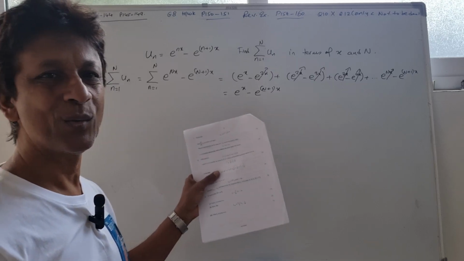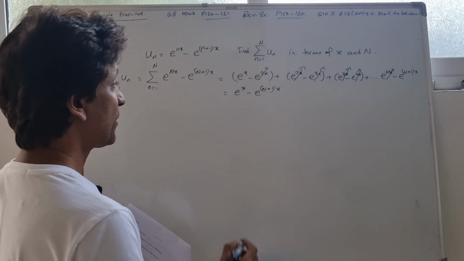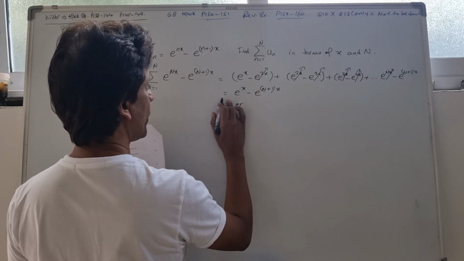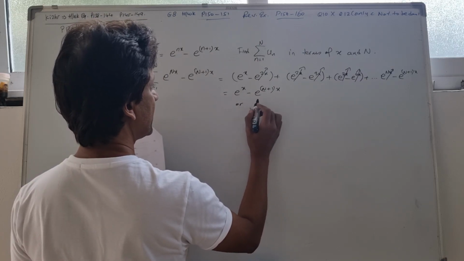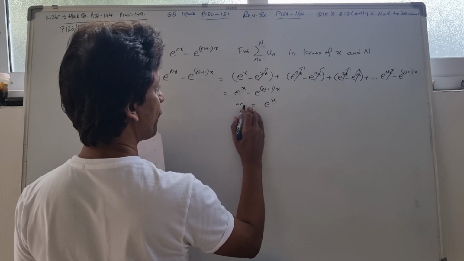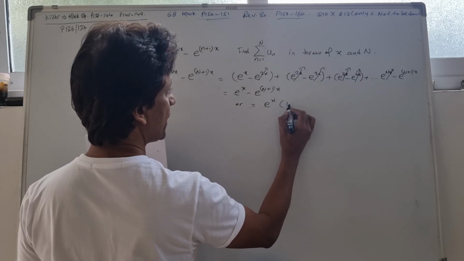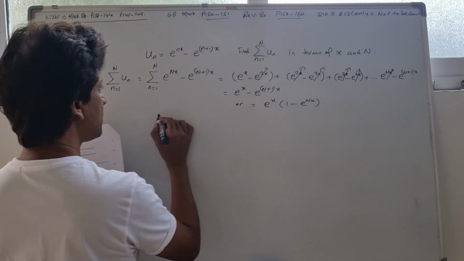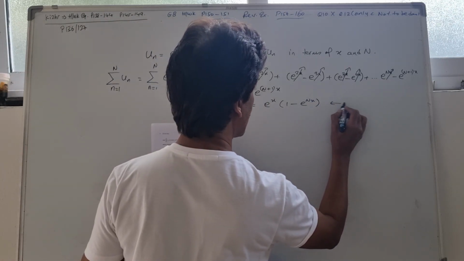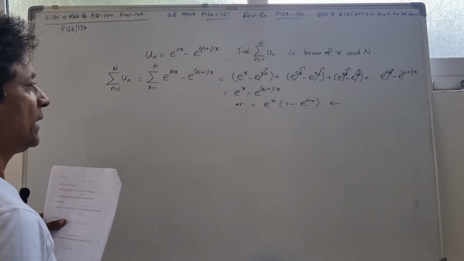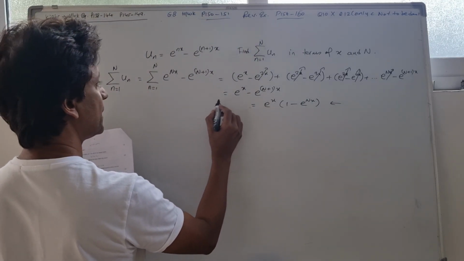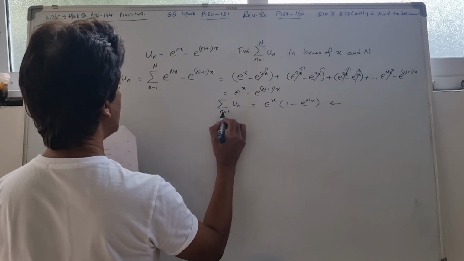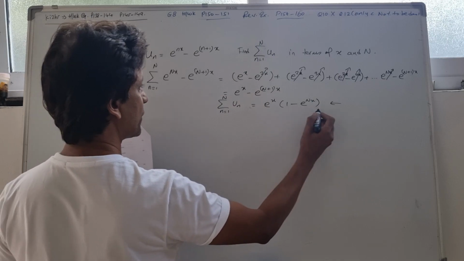Now, this is what they're looking for. We can further simplify this, but it's not really important. Or we could say that it's going to be equal to e to the x times, if you factor e to the x outside, you're left with 1 minus e to the Nx. So this is basically what the answer is for the first part of the question, the summation of u_n with n going from 1 to N, and so that's the answer.